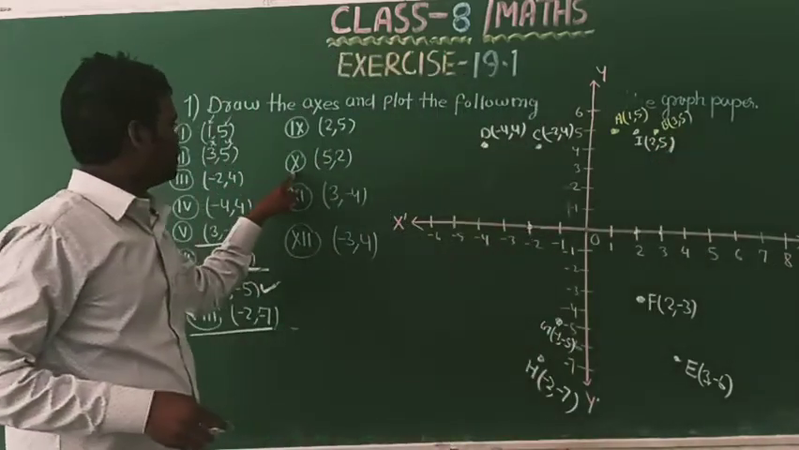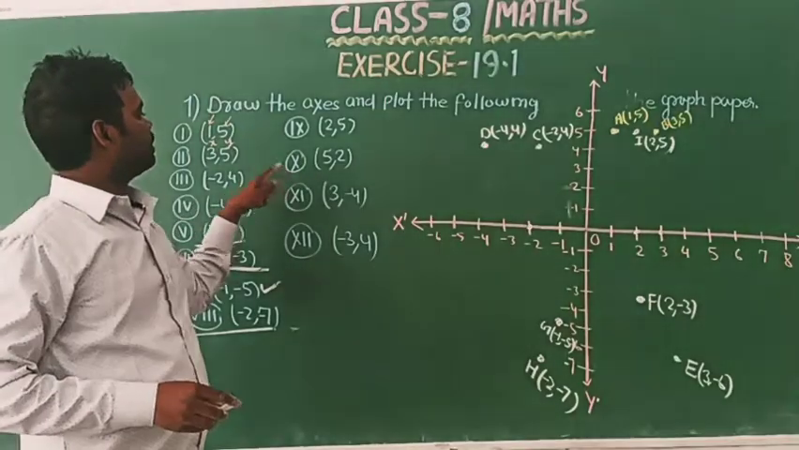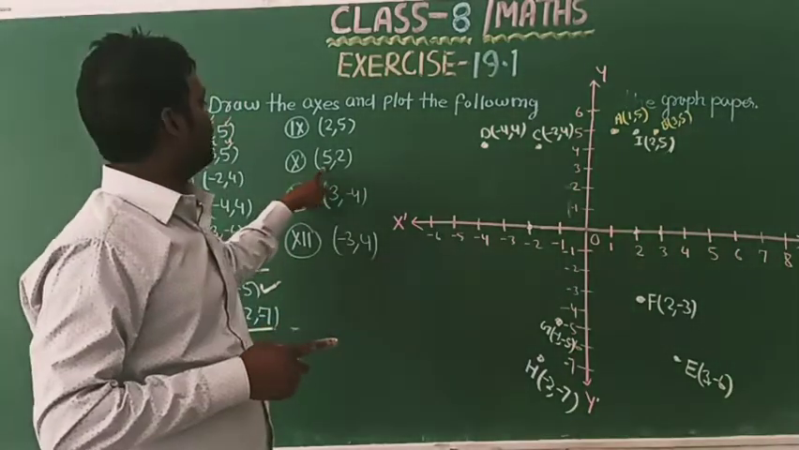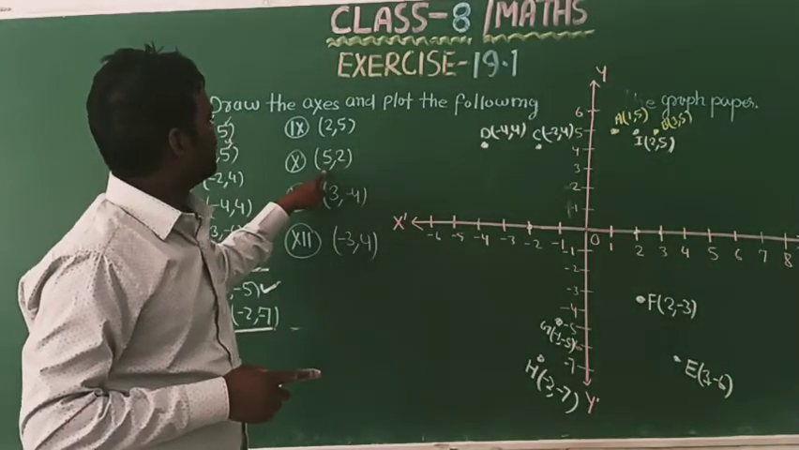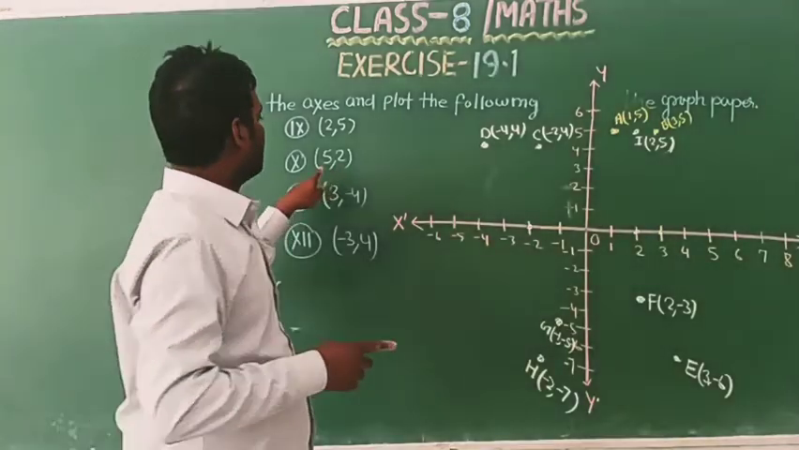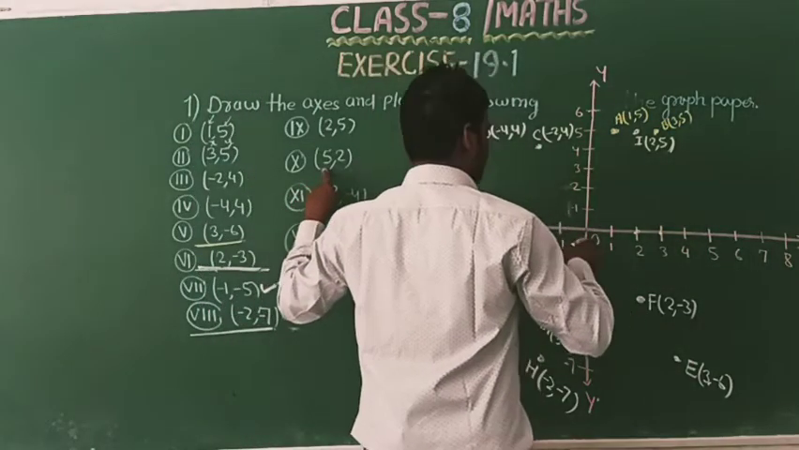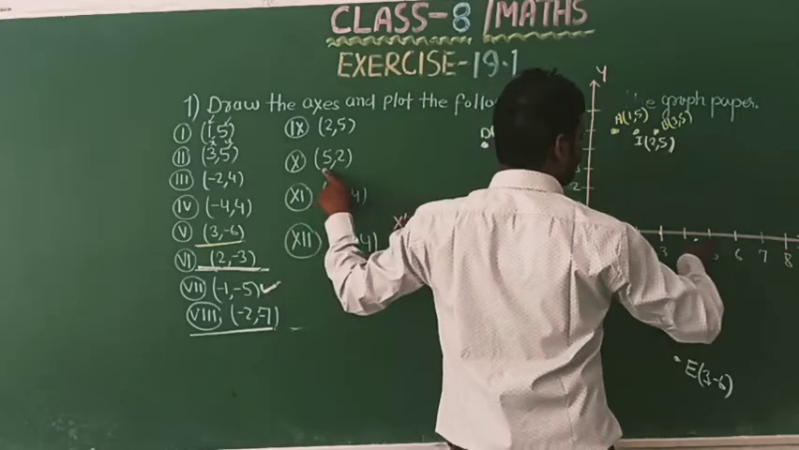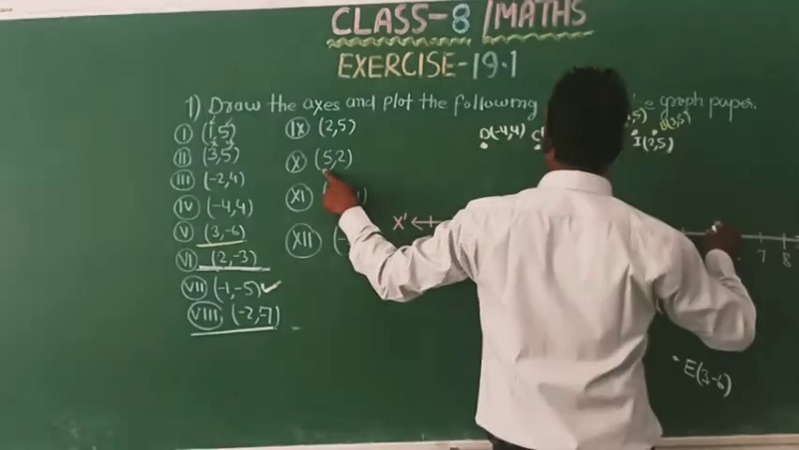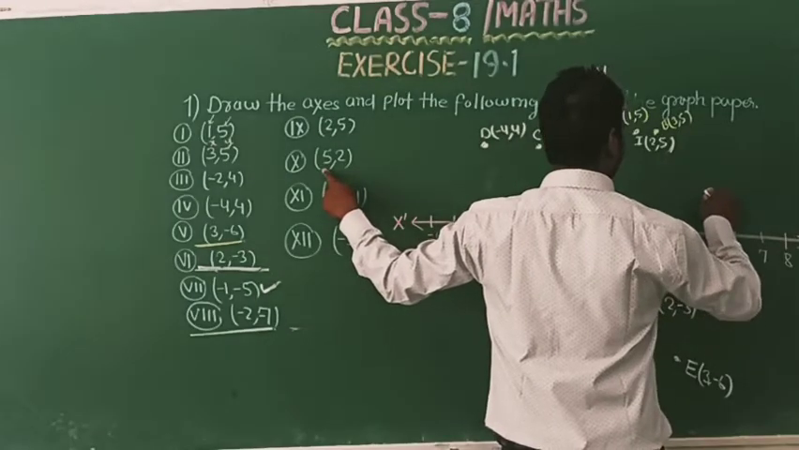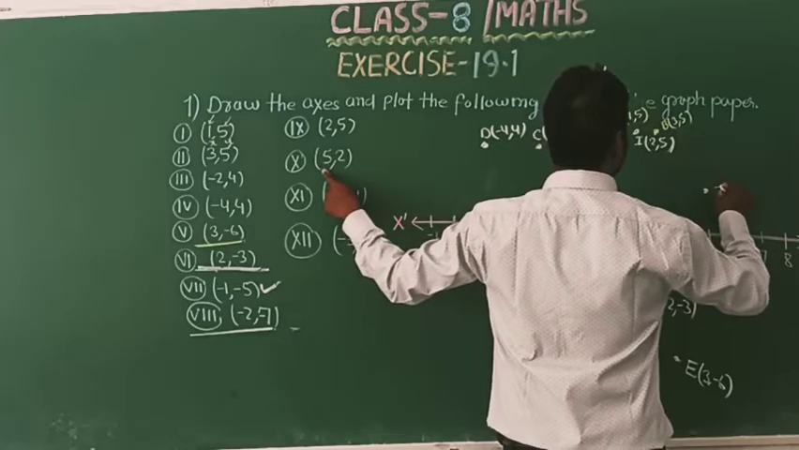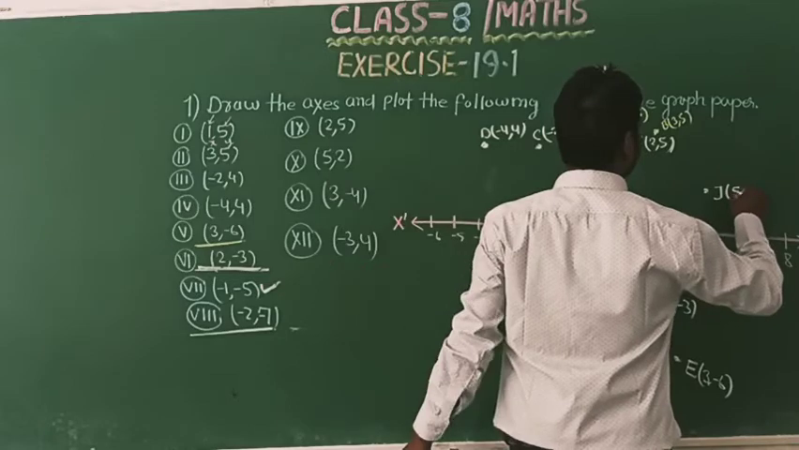Okay. Now move to the 10th part. This is (5, 2). This also lies in the first quadrant, whose x coordinate is 5 and y coordinate is 2. So starting from O, move 5 units right along the x axis and then 2 units along the y axis. So this is point J, whose coordinates are (5, 2).